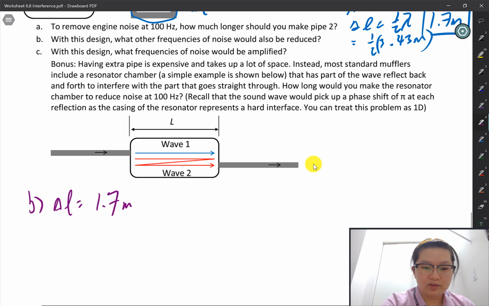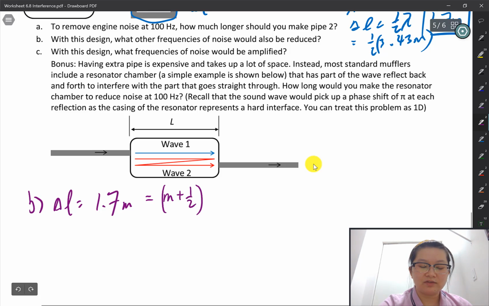We need to find out other frequencies. So the first one, what we did was we did 1/2 of whatever wavelength there, but we want to see what happens if we just change up the number of wavelengths. So for example, we want to find a combination of m. Remember, for destructive interference, we need m plus 1/2 wavelengths, and m is just an order. We pretty much want to change this up a bit. So what happened in the last one is when we had a wavelength of 3.43 meters, m had to be 0 for this to work.